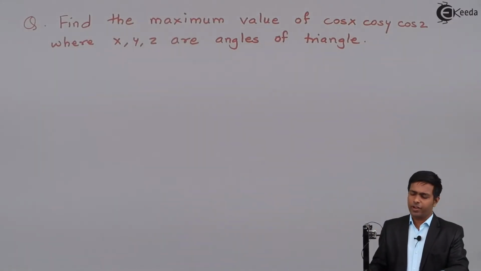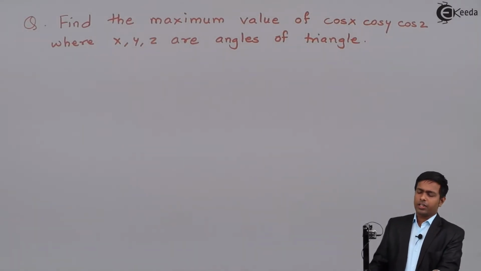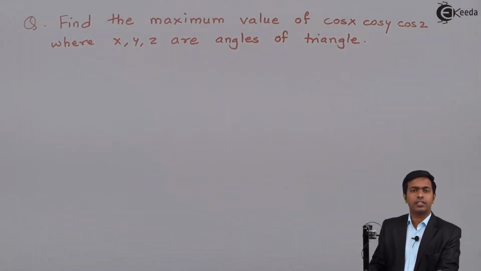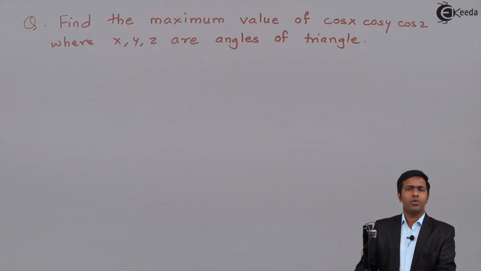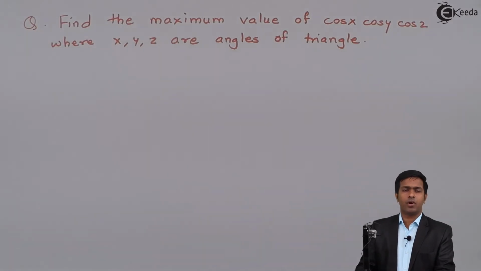Here in this problem, we have to find the maximum value of cos x, cos y, cos z, where x, y, z are the angles of a triangle. So now here the function is given as cos x, cos y and cos z, and we have to find the maximum value. To get the maximum value, we always find the stationary point, and at that stationary point we check the minima or maxima, and here we have to find the maxima at the stationary point, and then we can find out the maximum value.